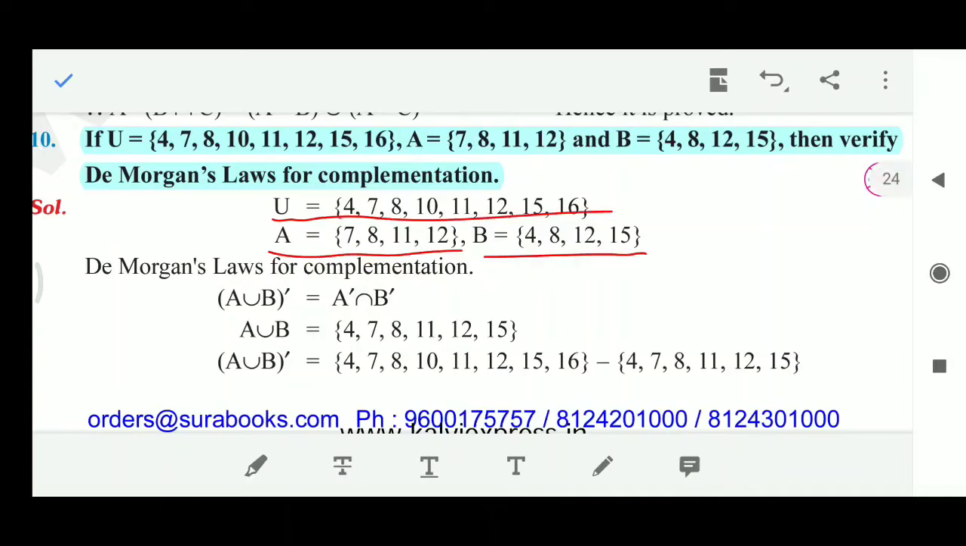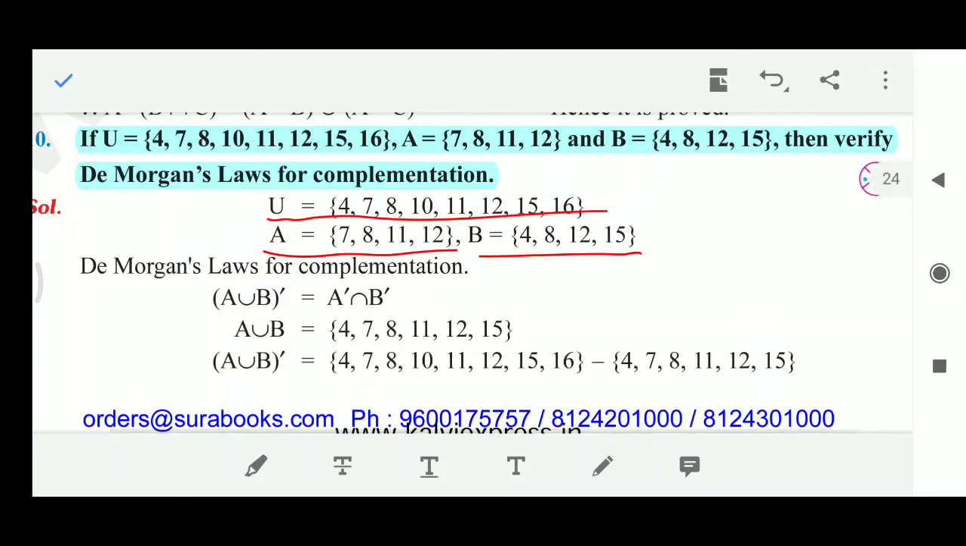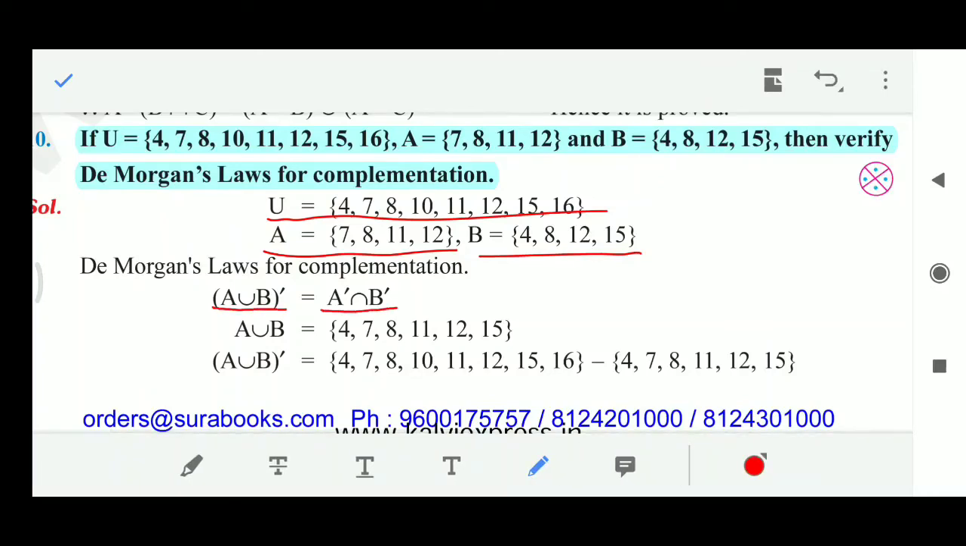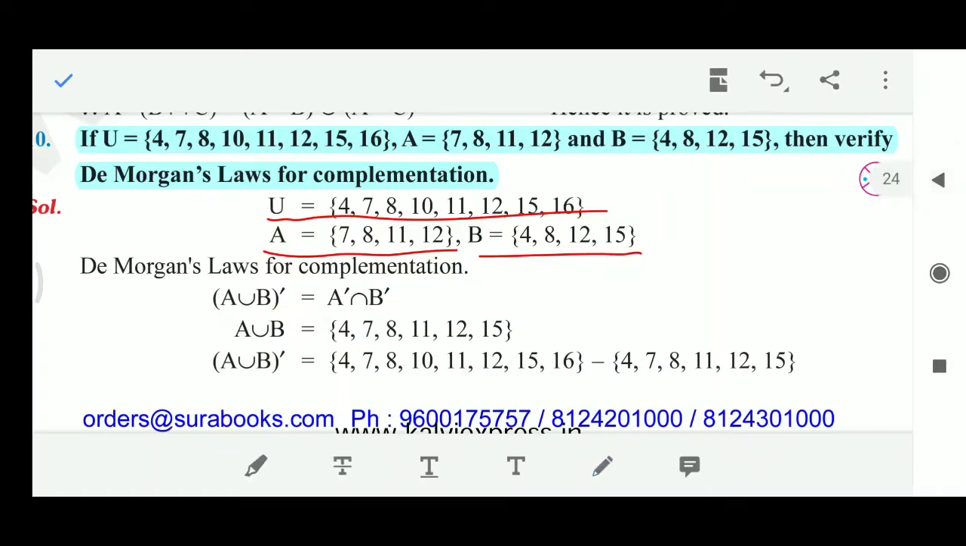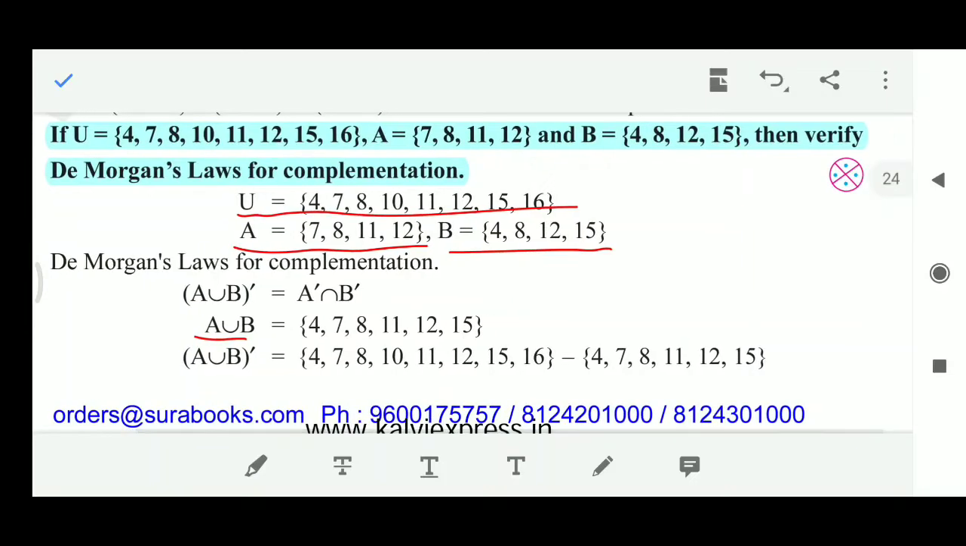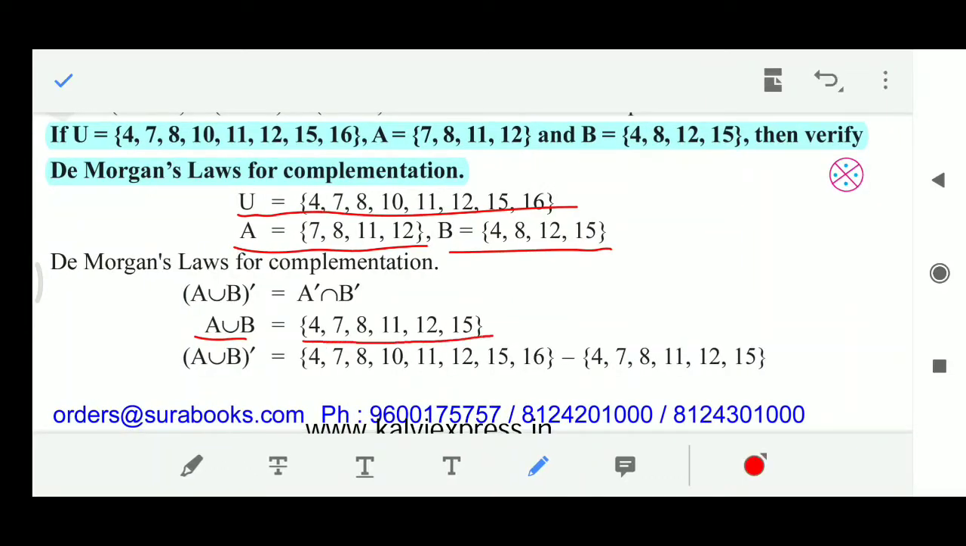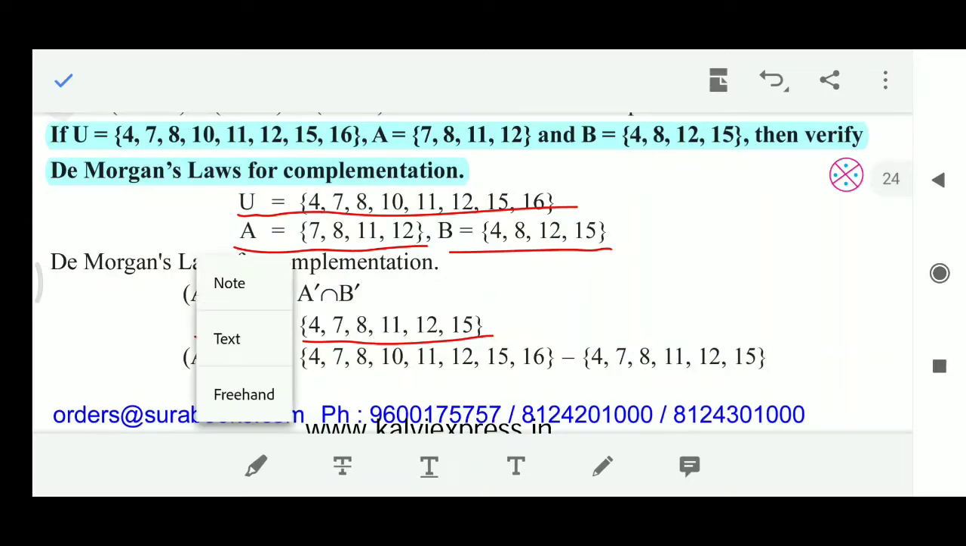First we have to write the De Morgan's law for complementation, that is A union B whole dash is equal to A dash intersection B dash. So what is the first step? First you have to find out the A union B. That means the elements from A and B. If you combine those two, you will get 4, 7, 8, 11, 12 and 15.